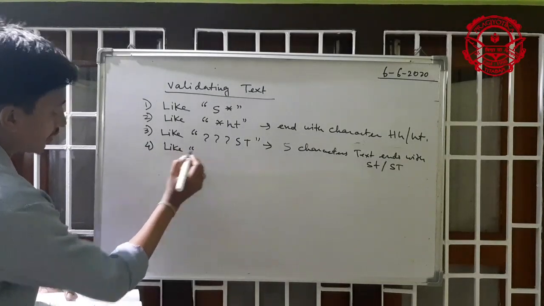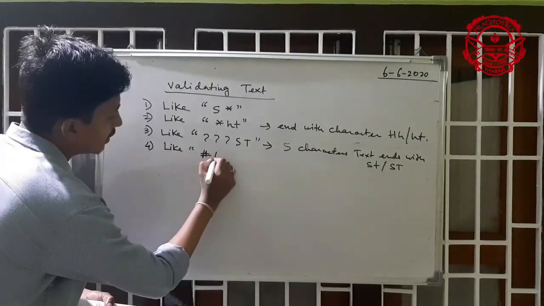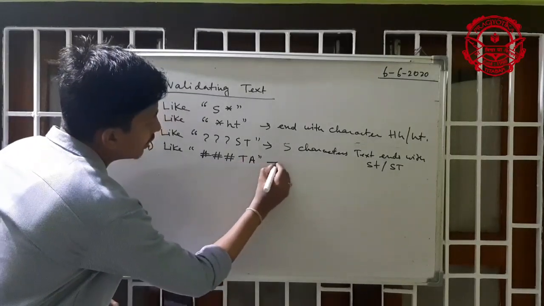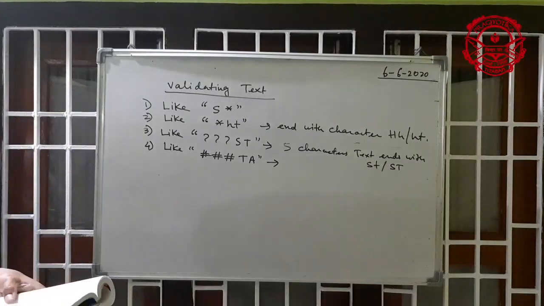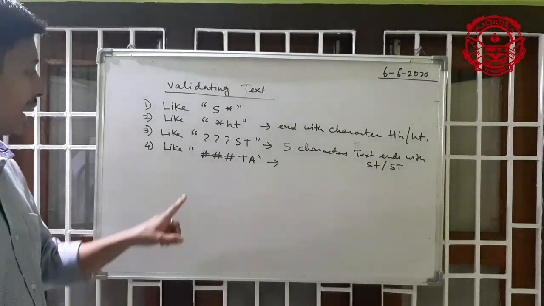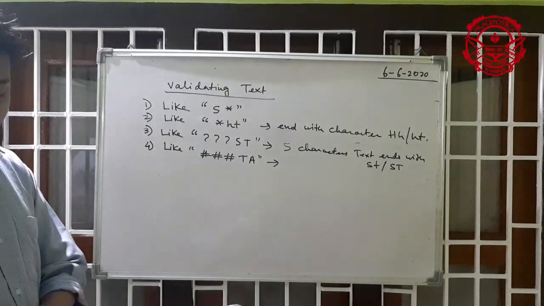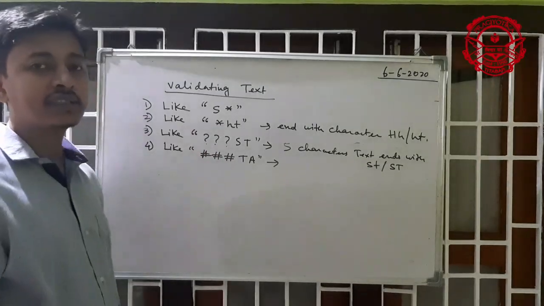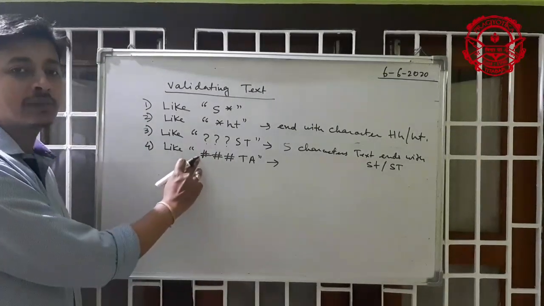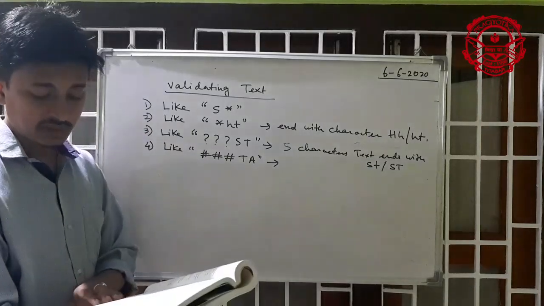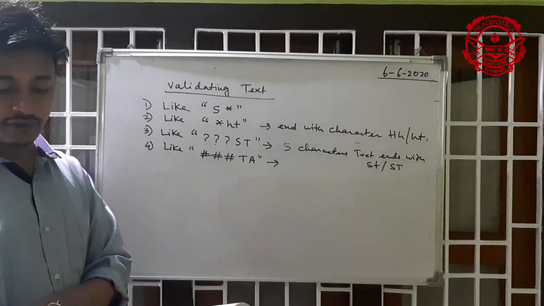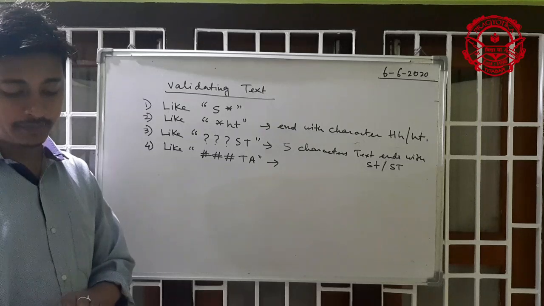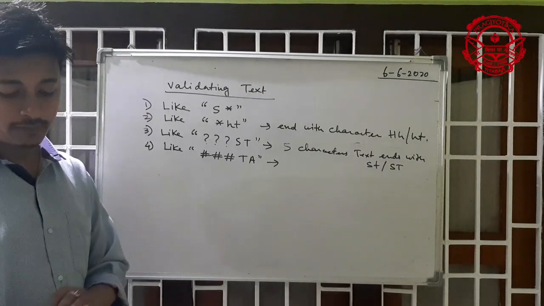Like, hash, ta. It means what? It means the hash is similar to a question mark, but it represents a number. Question mark represents characters, but the hash symbol represents numbers. Such a value accepts text that ends with TA and is preceded by four numbers.